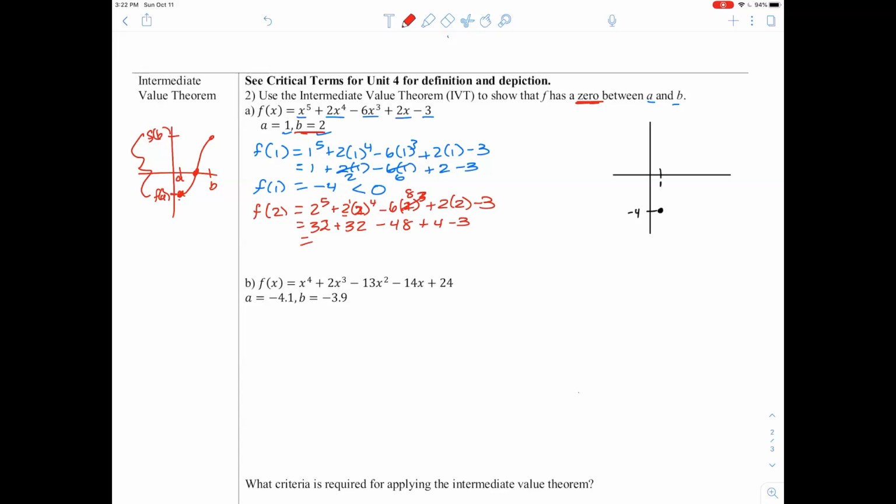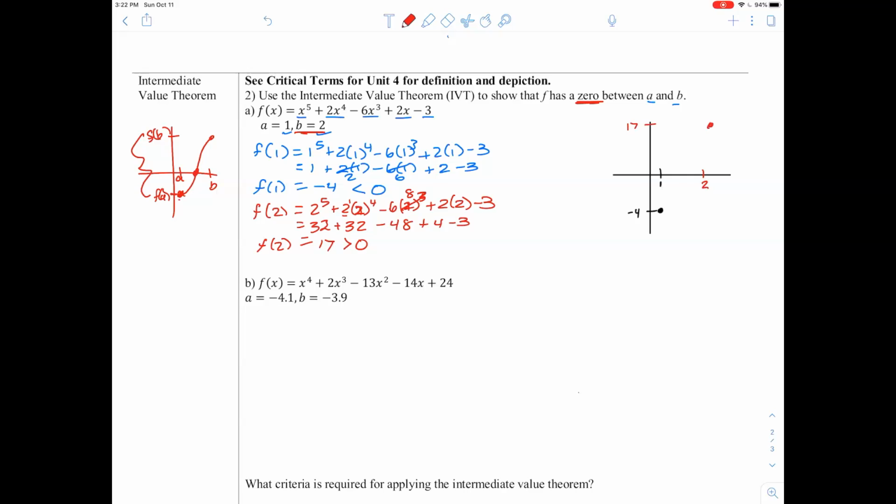And then we put all of that together, and I'm going to go ahead and do that right now. It's just 17. And 17 is greater than 0. So the f of 2 is way up here somewhere at 17. I'm going to go ahead and graph that. I'm going to put 2 over here.